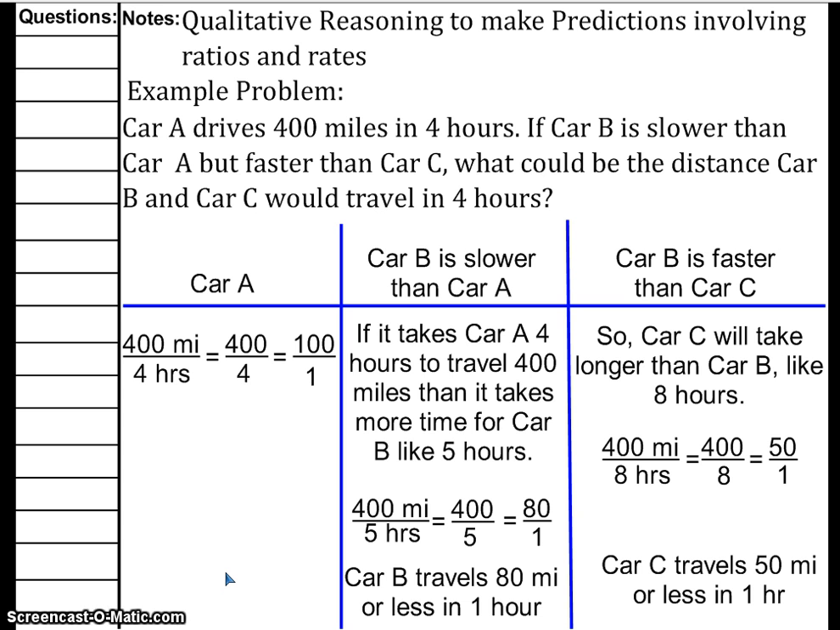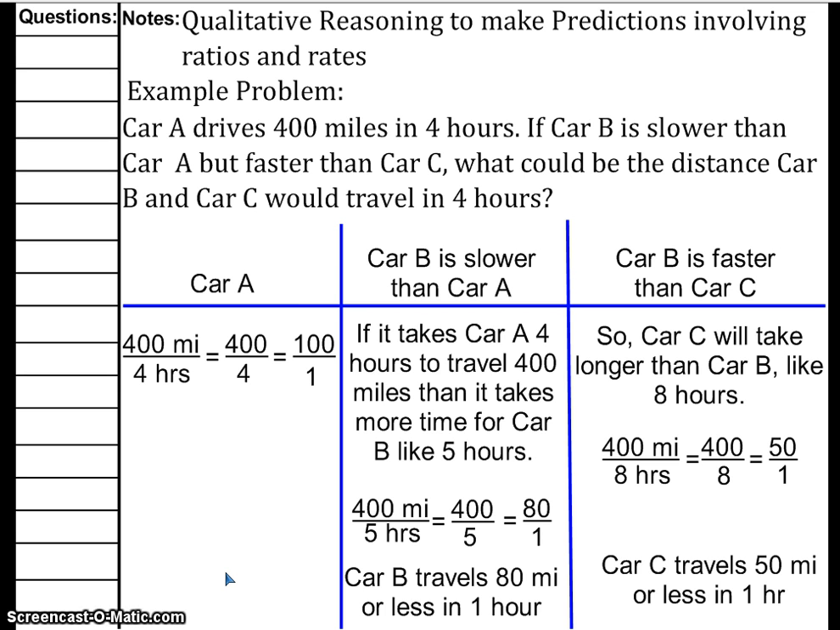So here when we're making predictions, we are using a few numbers, but it's still very broad because car B could travel 80 miles, 75 miles, 70 miles, 62.3 miles. It could be really any number as long as it's less than 100, or less than car A. That goes for car C as well. As long as it's less than car B, then it could be any number for car C. So again, a very general, broad description.